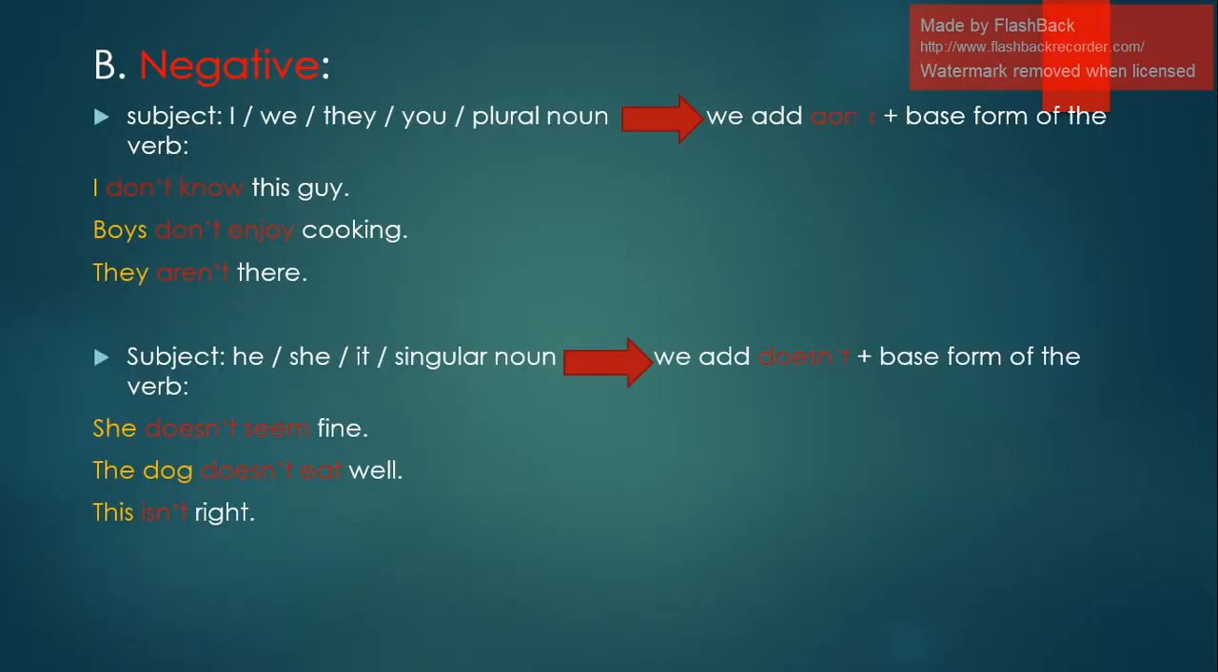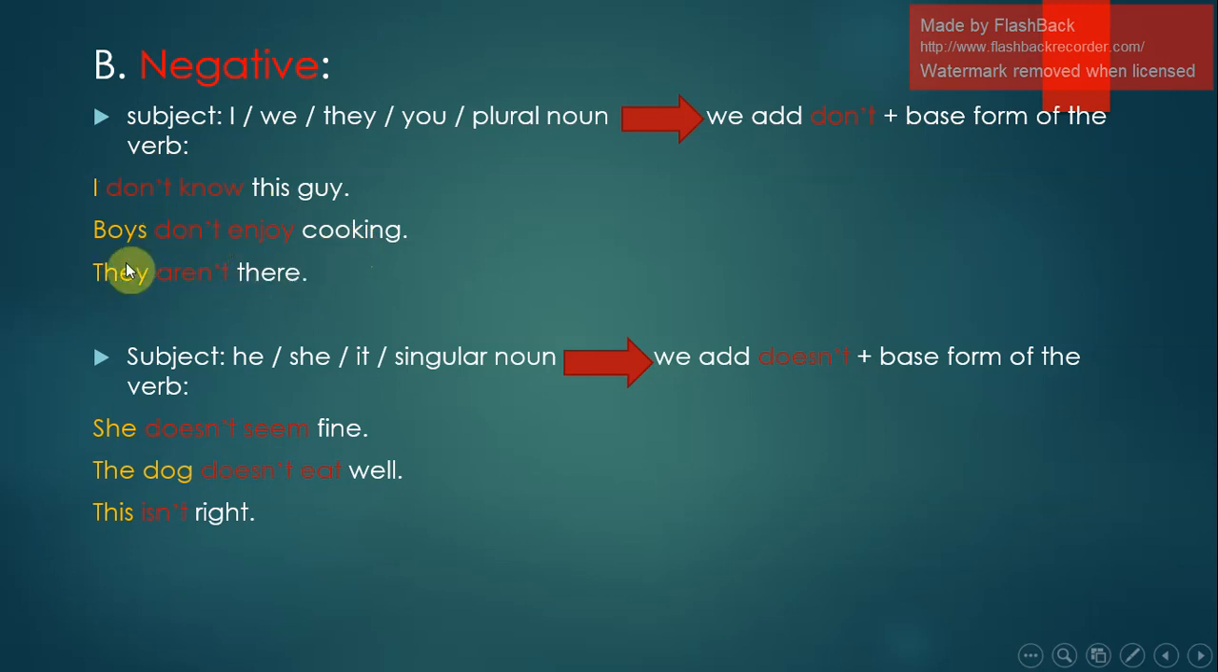In the negative form of the verb, we have the first group, I, we, they, you, or a plural noun as subject, and we add don't to the base form of the verb. I don't know this guy. We just added don't, and we kept the same base form of the verb. Boys don't enjoy cooking.